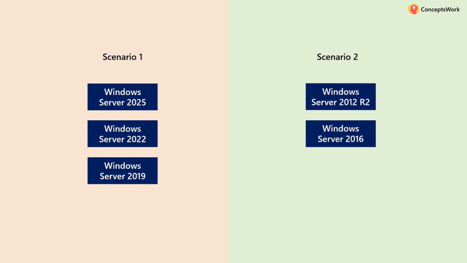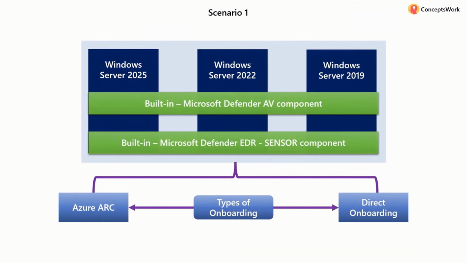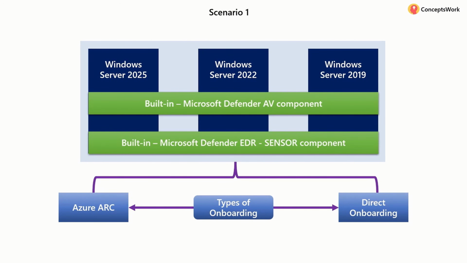Now, when it comes to onboarding Windows servers, as we know, there are many different versions, but fundamentally the onboarding part can be divided into two different categories. The first category includes Windows Server 2025, 2022, and 2019. And the second scenario includes Windows Server 2012 R2 and Windows Server 2016. Now, why I have broken this down into two different categories is because it depends upon the components which are available for each OS version type.